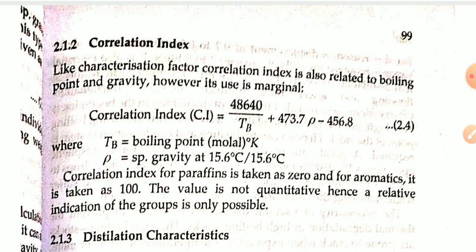Simply, correlation index CI is equal to 48640 by TB plus 473.7 multiply rho minus 456.8. Where TB is the boiling point in Kelvin. The rho is equal to specific gravity at 15.6 degrees Celsius by 15.6 degrees Celsius, and the correlation index for paraffinic is taken as 0, and for aromatic is taken as 100. The value is not quantitative, hence it is only a relative indication of the group.